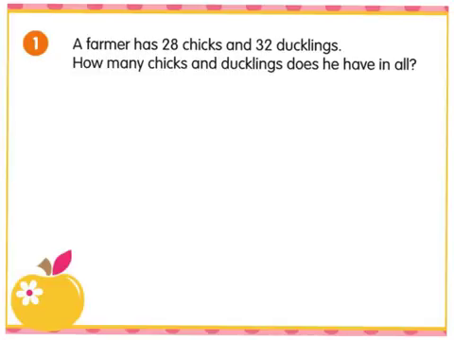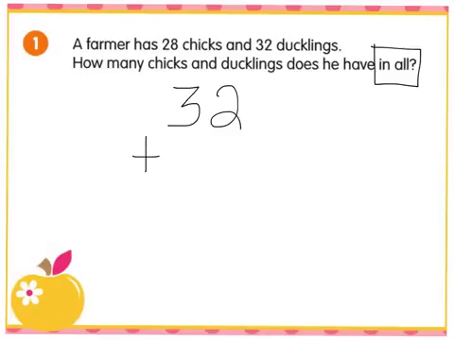A farmer has 28 chicks and 32 ducklings. How many chicks and ducklings does he have in all? In all tells us to add. So in your problem, you should have done 32 plus 28.